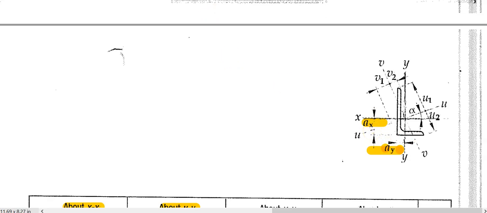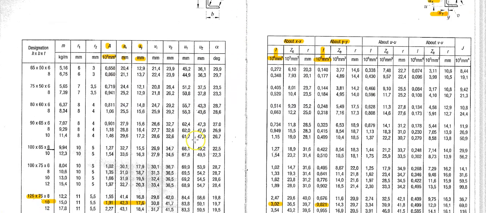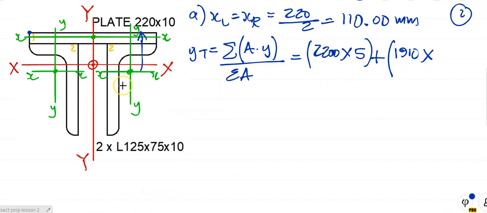So we need to go to the table and pick out AX for our section. And how much is it? It is AX. It's 42.3. Can you see that? It's 42.3 from the center to the heel of the angle. So from there to there is 42.3 plus 10 millimeters of the plate. So that is 52.3. You need to get that right. 52.3.